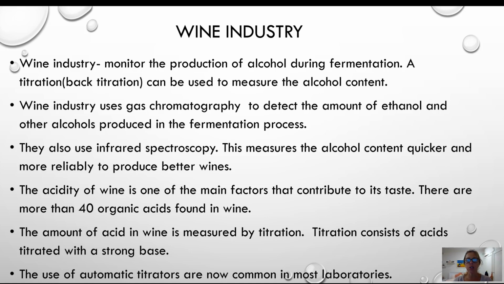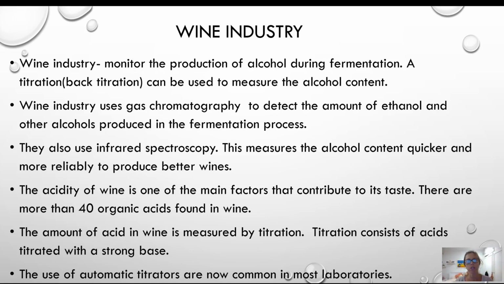But the biggest issue that we have is the acid content in the wine, and this really contributes to its taste. So wine's actually made up of a variety of different acids, and in some of them more than 40 organic acids can be found, but usually we consider it the tartaric acid. And so when we measure the acid content, although it's made up of a variety of different acids, we tend to put it down just to tartaric acid.